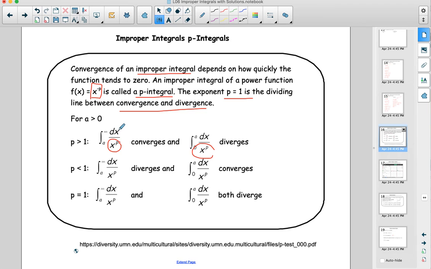So if we have the integral from a to infinity of dx over x to the p, and p is greater than 1, this one will converge, but the integral from 0 to a will diverge. Again, same function. We're just splitting it at a. We're looking from 0 to a, and from a to infinity. When p is less than 1, the a to infinity part diverges, and the part from 0 to a converges. And when p is 1, both of these diverge.